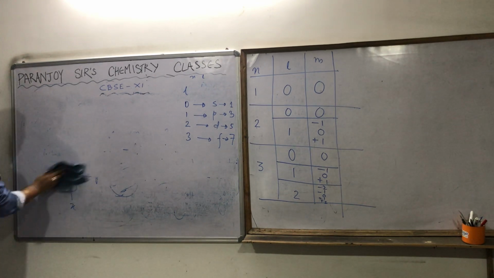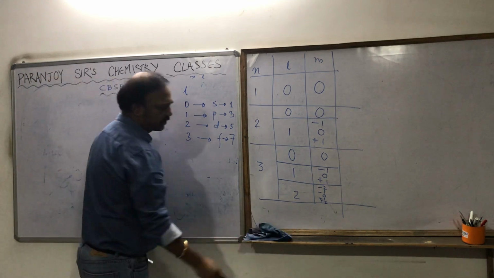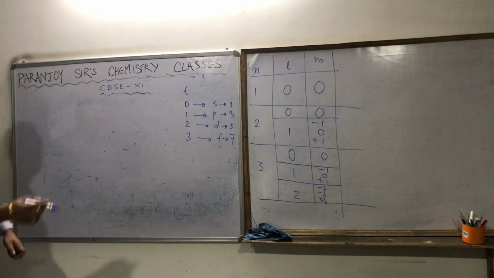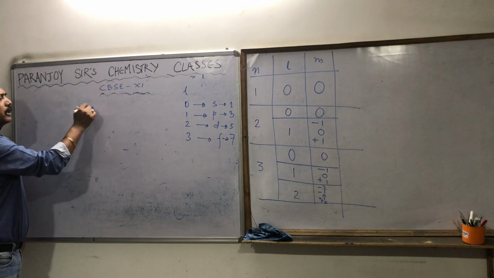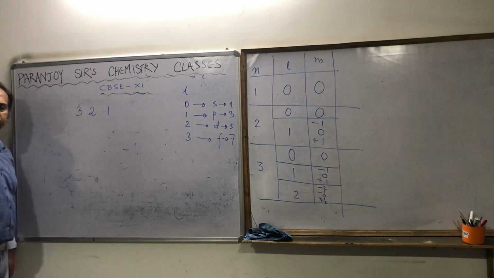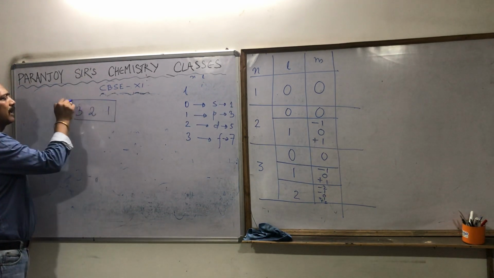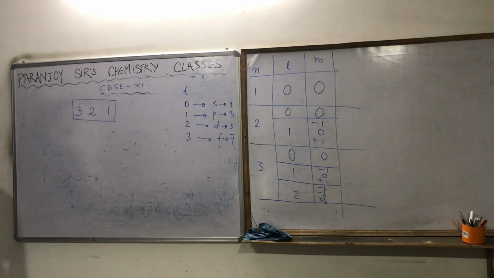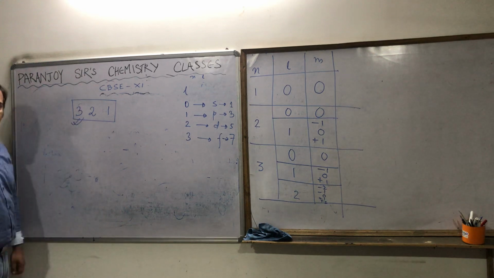Just the pin code I told, then something else also just struck my mind. Now I will tell that also. But before that, let me tell 3 numbers, any 3 numbers. Suppose I am writing 3, 2, 1. If I say 3, 2, 1, you can tell about the orbital, right? If I say somewhere 3, 2, 1, what can you say? That we are talking of the third shell or third energy level.